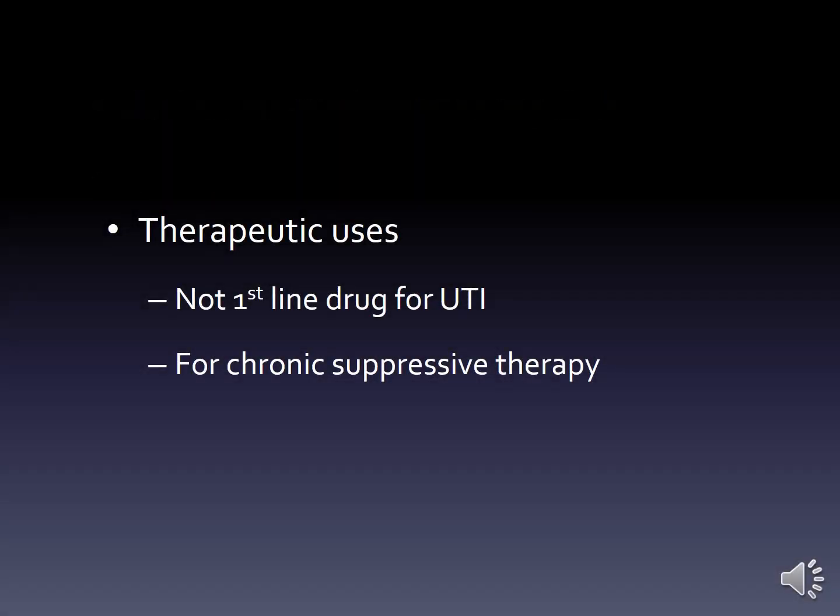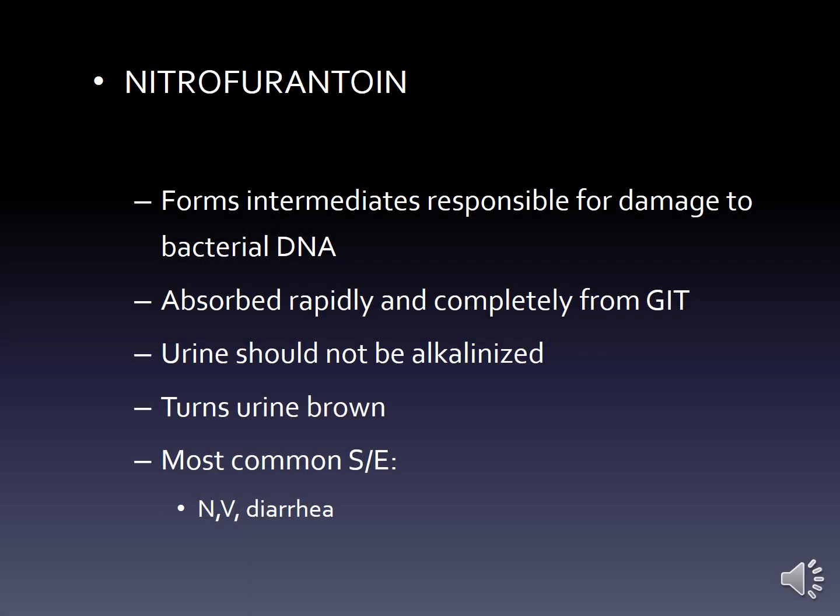So it's not a first-line drug for UTI, but it's more of a treatment for chronic suppressive therapy for people who have chronic UTI, for example those who are diabetic or those who are on chronic indwelling catheters. They have chronic UTI, so you can use methenamine. The second drug is your nitrofurantoin.